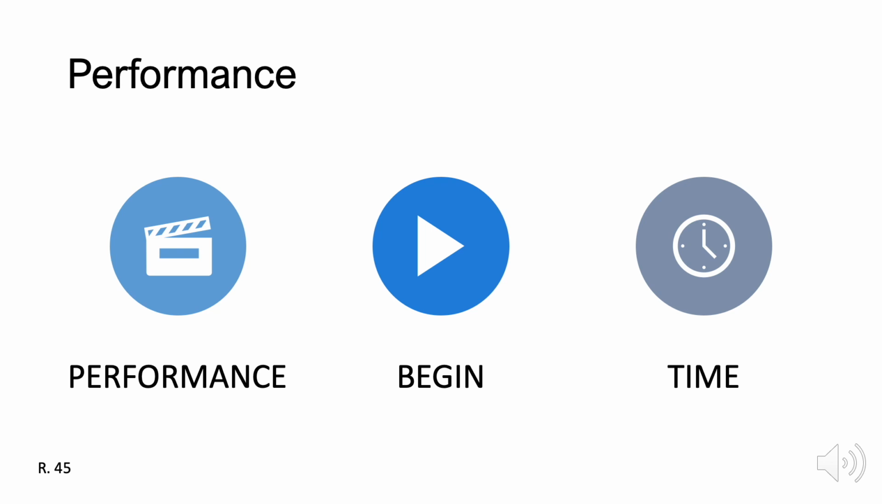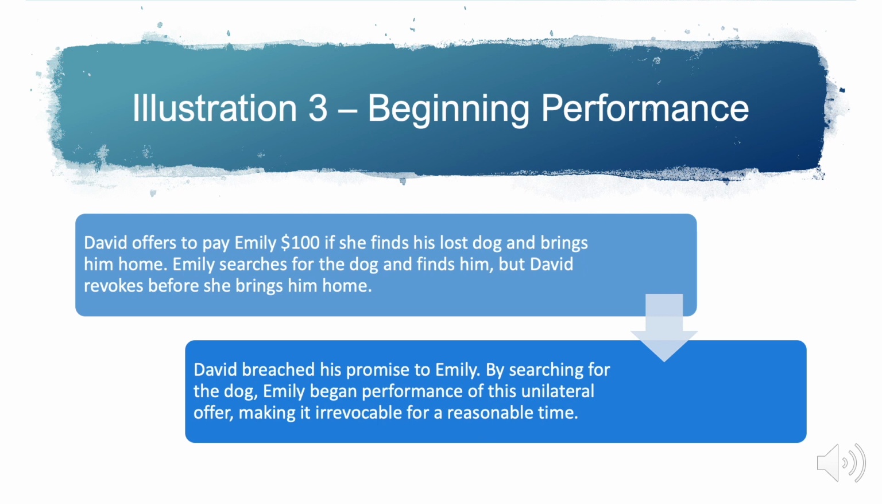First, we evaluate whether the offer is one that can only be accepted by complete performance. Such an offer is called unilateral. Second, we determine whether the offeree began performance or merely prepared to perform. And third, we have to establish what is a reasonable time for the offeree's performance. Surely the offeror did not intend the offer to remain open forever. Let's look at an illustration to better understand performance.